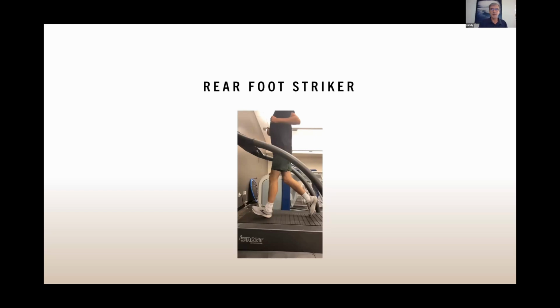And there's a bit of a braking force. When your foot hits out in front of you, it actually stops your momentum briefly, and then you have to get your body to come up over the foot. So some people think this might be a little inefficient. Might be good for certain people, though. So there's no real right type of foot striker.